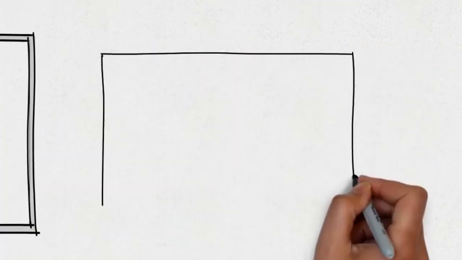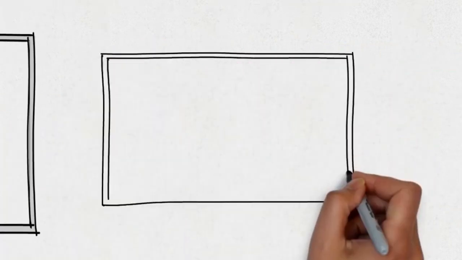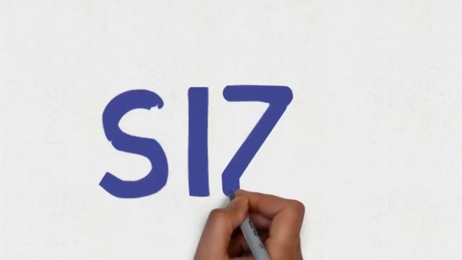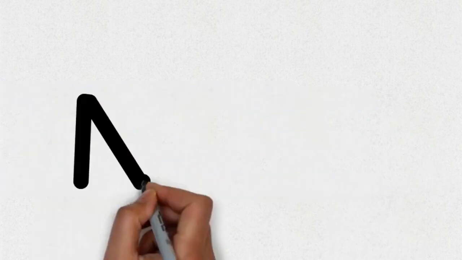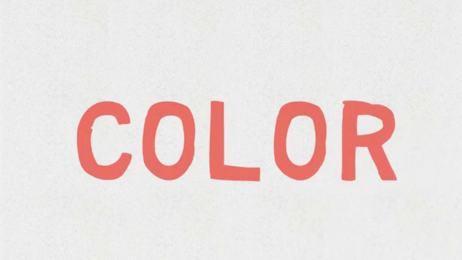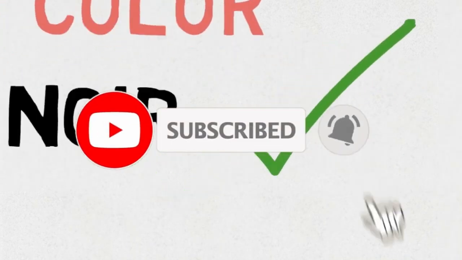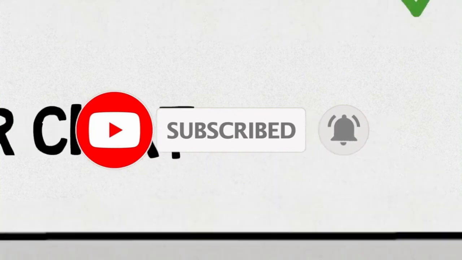Other languages have a different order of adjectives. For instance, in French, the adjective of size precedes the noun, and the adjective of color follows the head noun. Petit chat noir, not petit noir chat.